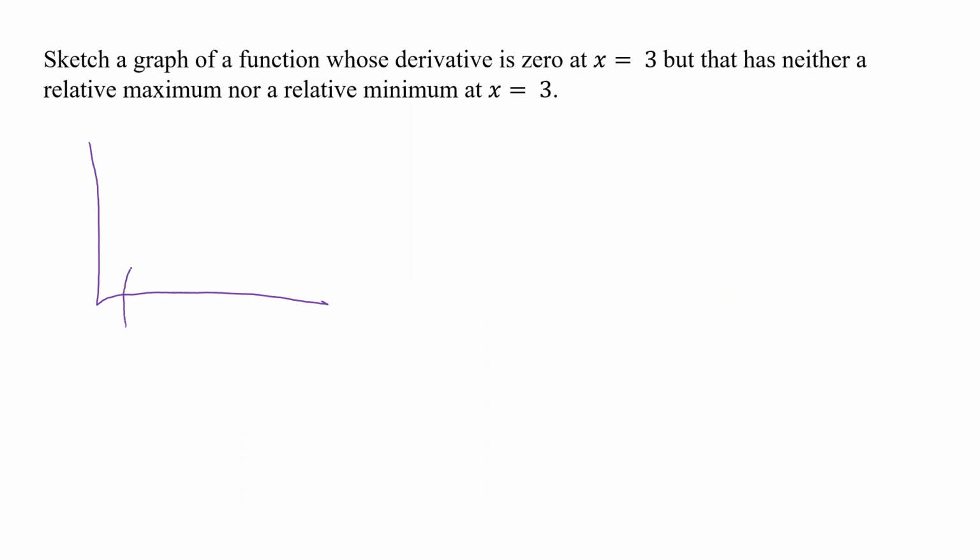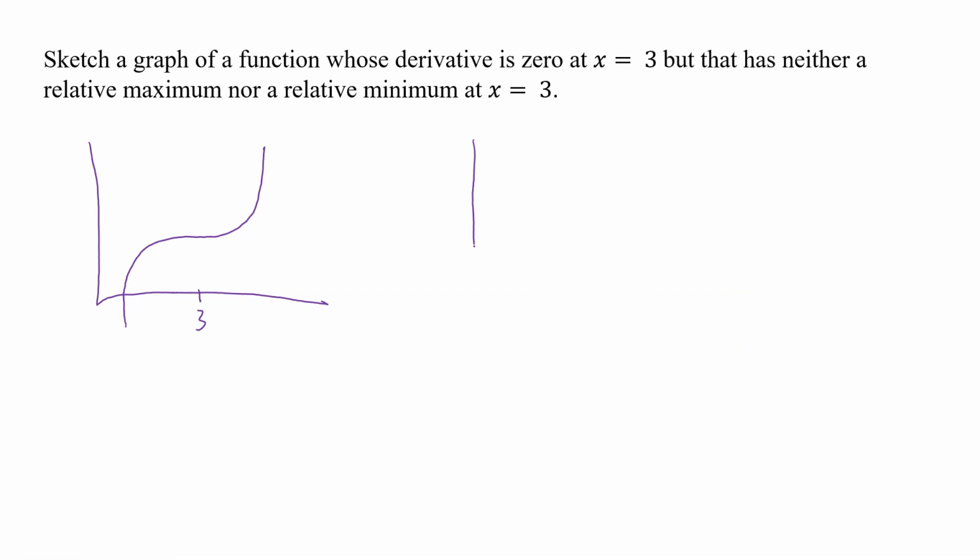So maybe it's going to come up like that and then like that. Let's call this point x equals 3. That would give us a horizontal tangent line. So the derivative is 0 at x equals 3, but there's no max or min at that point.